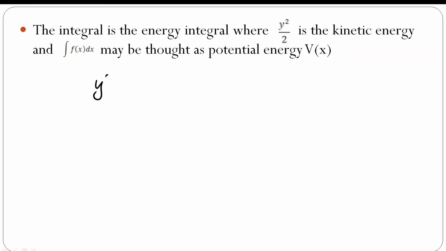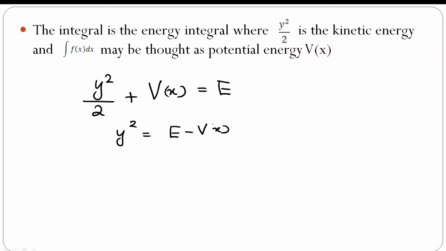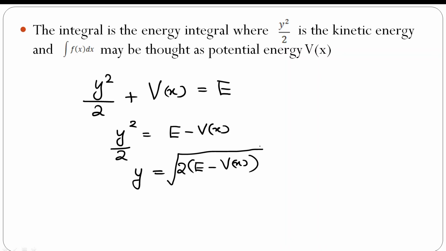Now we can write this expression as y square by 2 plus V of x equal to E, or we can rearrange it. You can see y square equals 2 into E minus V of x, and you get y equal to the square root of 2 into E minus V of x.